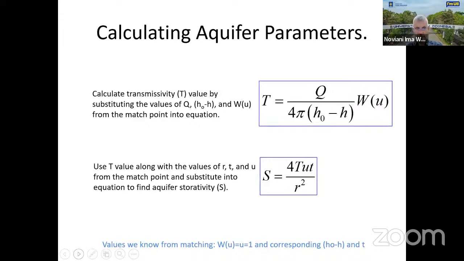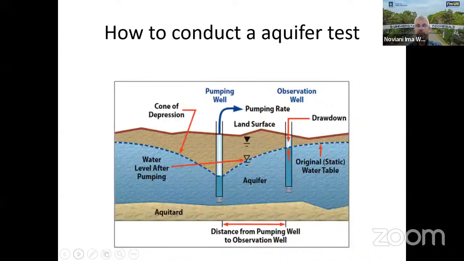So at this point, you now have the tool to calculate all the important parameters. The tool is the Darcy's method, and the pump test or the aquifer test is the field method. So let's talk about how such a test is actually conducted. The next slides are all about how to conduct an aquifer test.